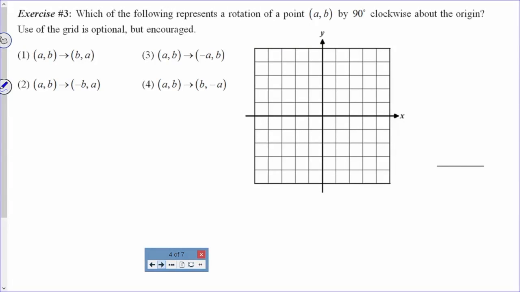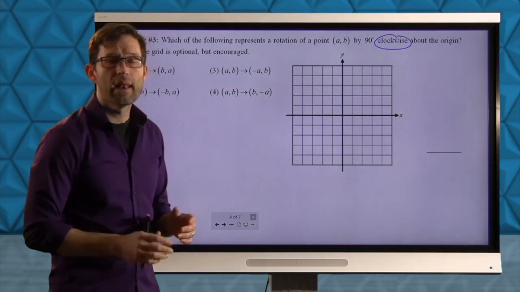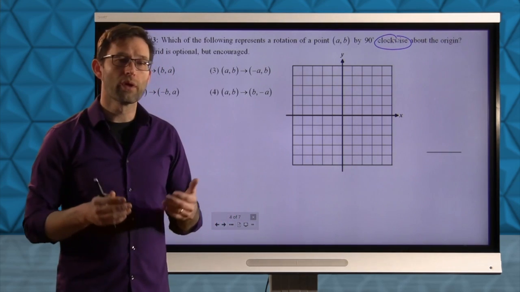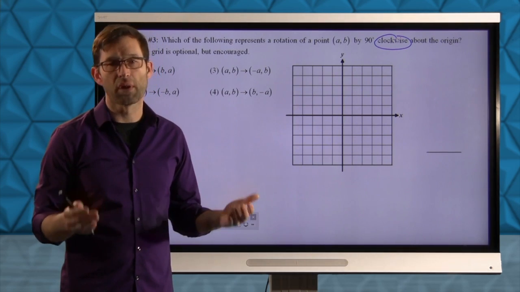Which of the following represents a rotation of a point A, B by 90 degrees clockwise about the origin? Use of the grid is optional, but encouraged. All right. Now, in this case, what we're looking for is a general rule. How does this play out?